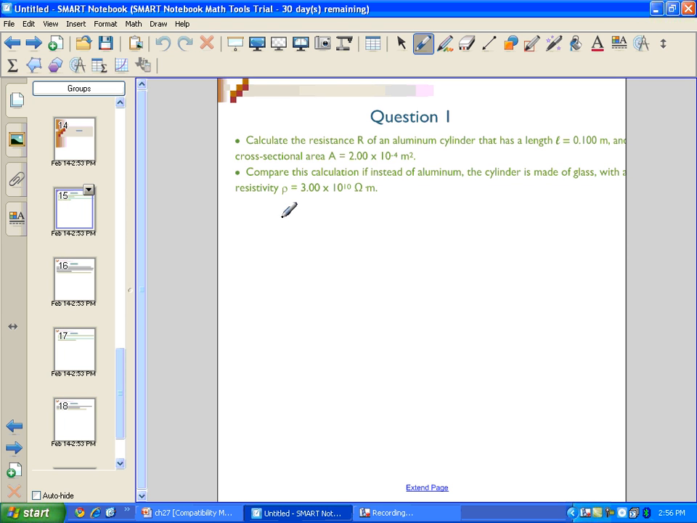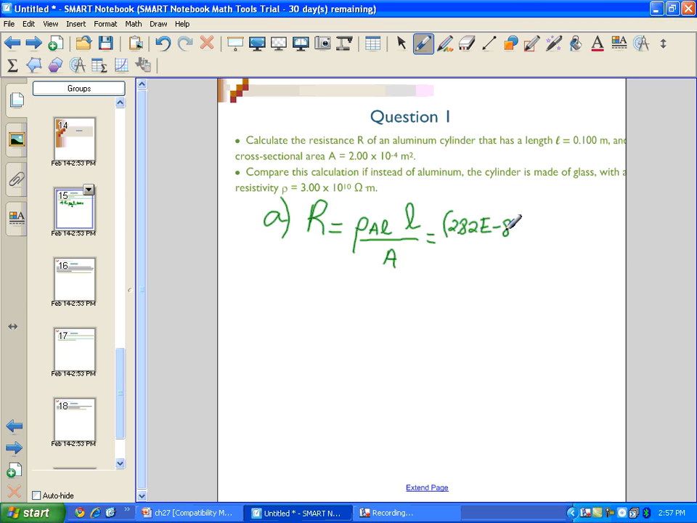So let's first work out the value of R for our aluminum cylinder. Well, you can see that we need to have the value of the resistivity of aluminum in order to perform this calculation. When we go to our table in the textbook, we see the resistivity of aluminum at the reference temperature. Since we have not been told what the temperature is, we have to assume that it is at the reference temperature.